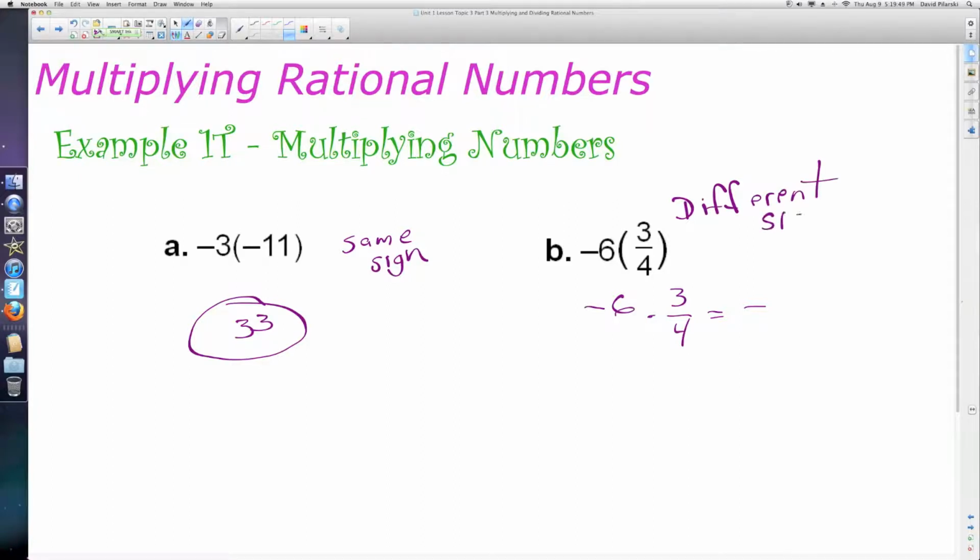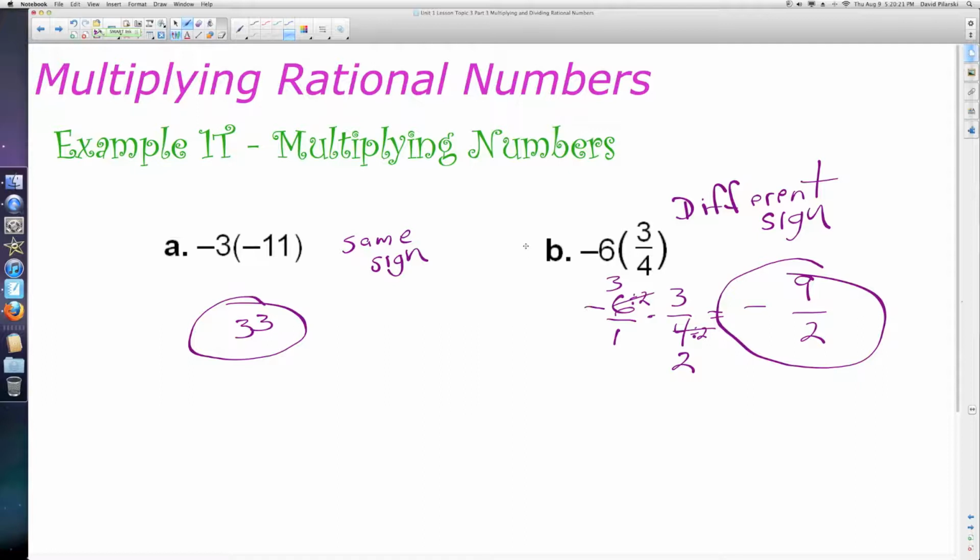The different sign rule states that if you have a negative and a positive and you're multiplying, the product would be positive. Now, if we think of 6 over 1, we can cross cancel here. 6 and 4 are both divisible by 2. 6 divided by 2 is 3, and 4 divided by 2 is 2. So then when we multiply, 3 times 3 is 9, and 1 times 2 is 2. Our fraction's already reduced, and we have a final answer of -9/2.